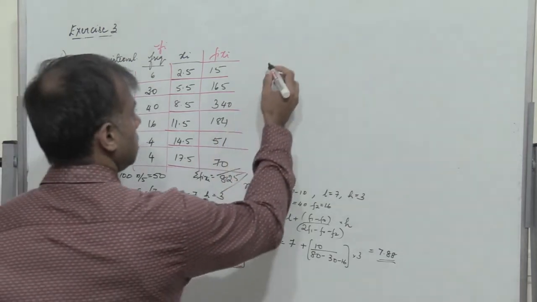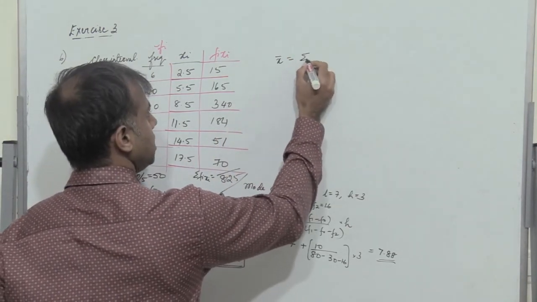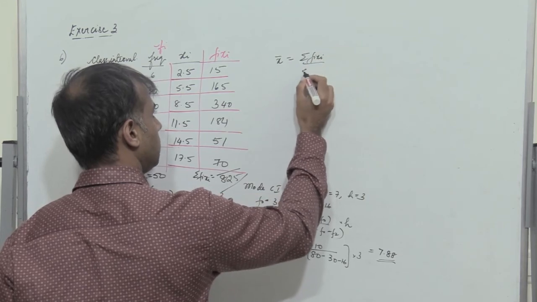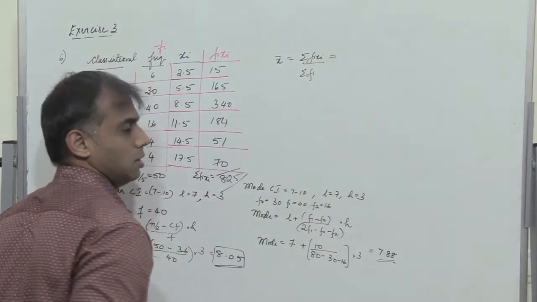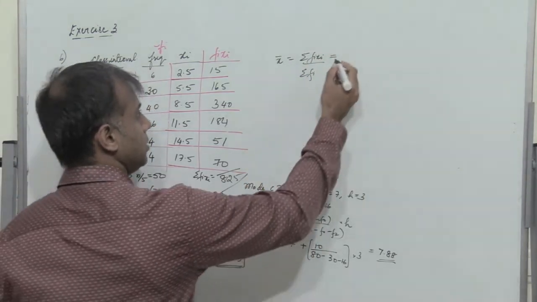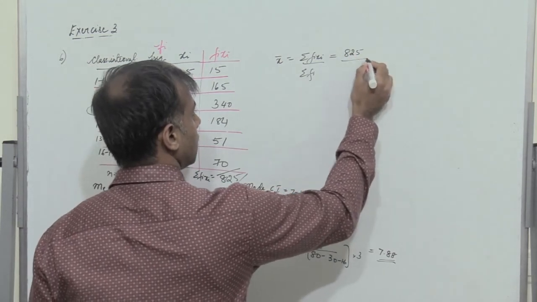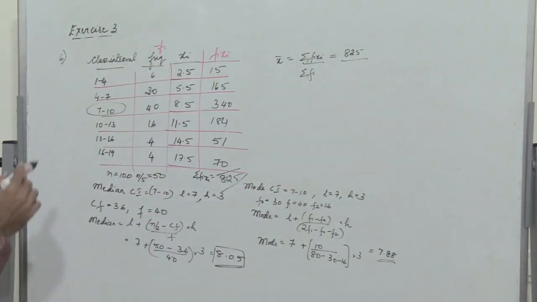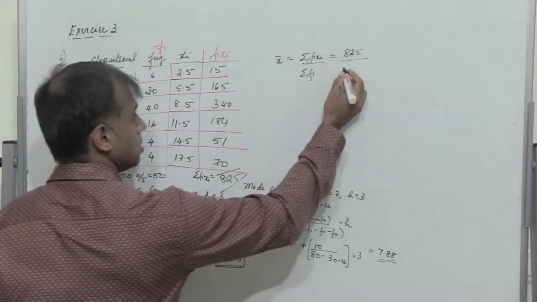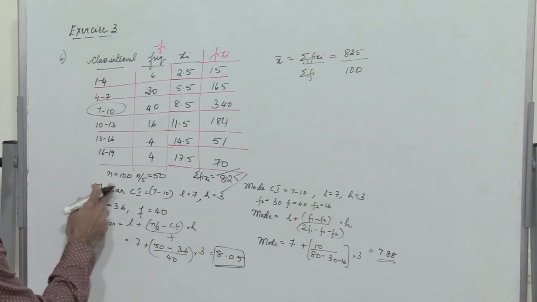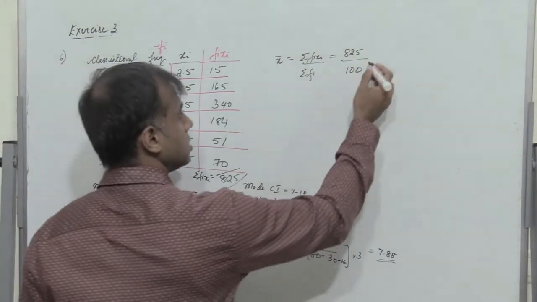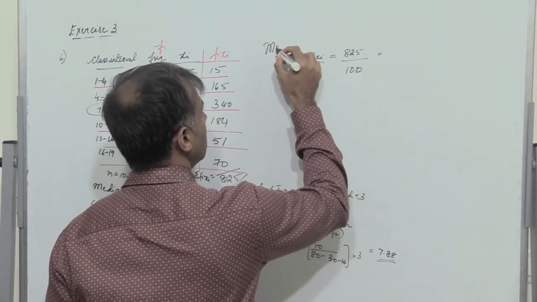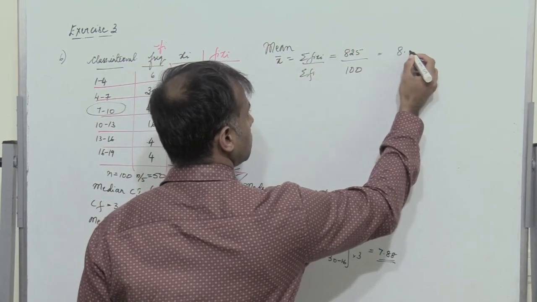Alright, so now the mean value is summation fi xi divided by summation fi. Here you get 825, and when you add all the values of fi it is 100, so n is 100. So we get the mean value as 8.25.